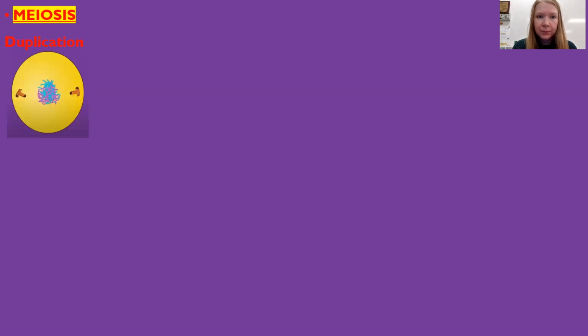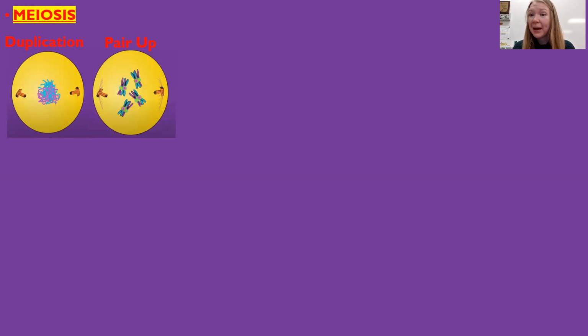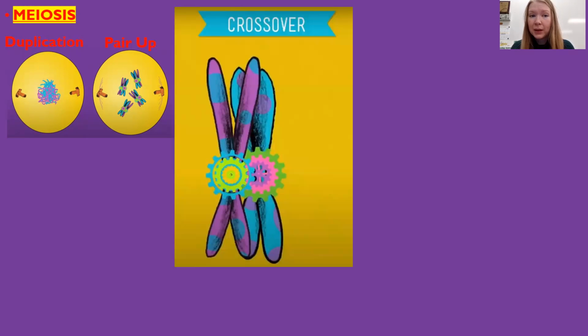Meiosis starts out similar to mitosis. The chromosomes duplicate. The homologous pairs pair up here. In mitosis, the homologous pairs didn't pair up, but they do in meiosis. When this happens, they can experience a process called crossover, where a bit of DNA from each chromosome transfers over to the other, so they're sharing some DNA. Remember, these are paired chromosomes, so they are chromosomes that have the same genes on them, and they will cross over some DNA here, and this increases variation between generations.